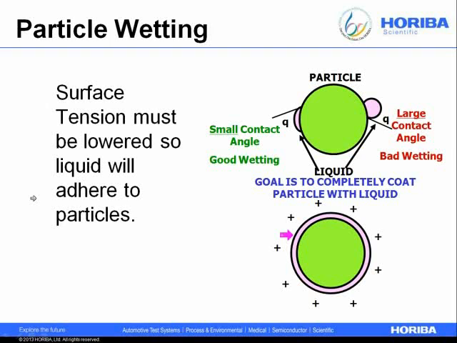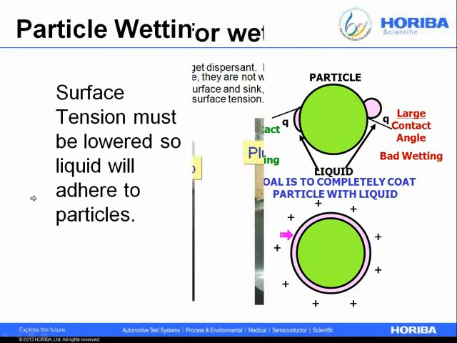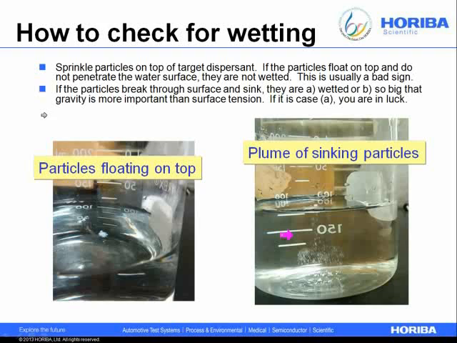Now you can do this by adding things to your suspension. Tetrasodium pyrophosphate is popular, any surfactant. Now, how do you check for wetting? Well, what you could do is just sprinkle the particles on top of your target dispersant. If the particles float on top and do not penetrate the water surface, they're not wetted. This is usually a bad sign.